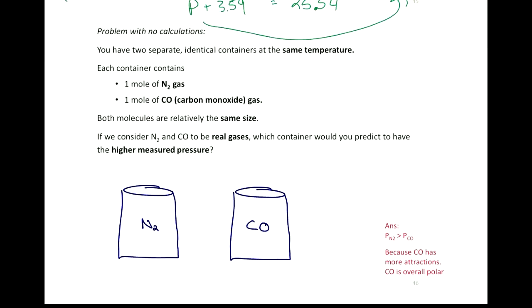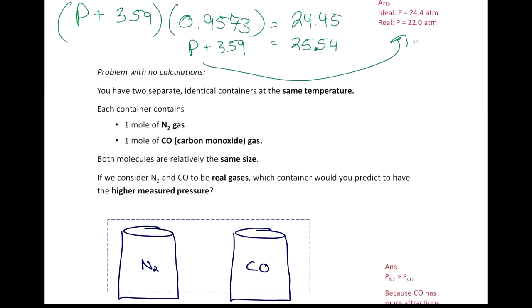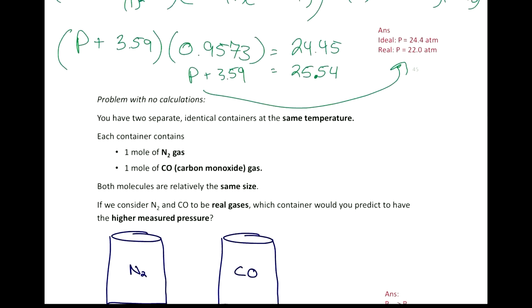Here's the situation. You have two separate identical containers at the same temperature. One container contains 1 mole of nitrogen gas, and another container has 1 mole of CO gas. Assuming both molecules are relatively the same size, if we consider these to be real gases, which container has the higher measured pressure? Don't look at the answer in the corner. Which one? This requires no calculation.